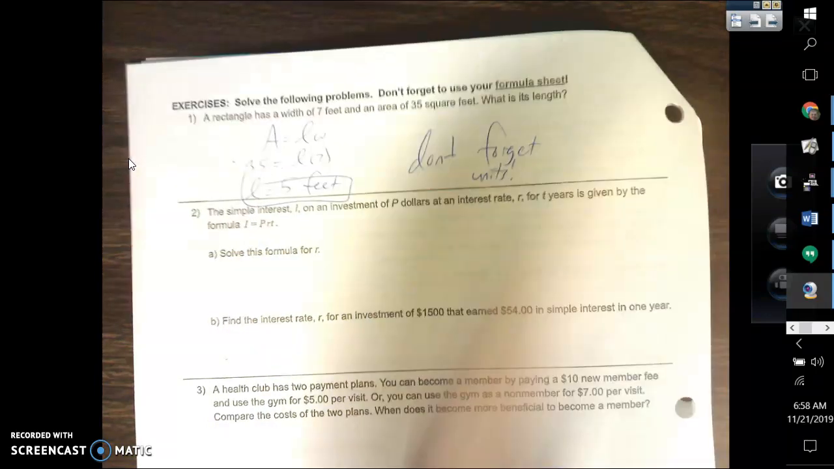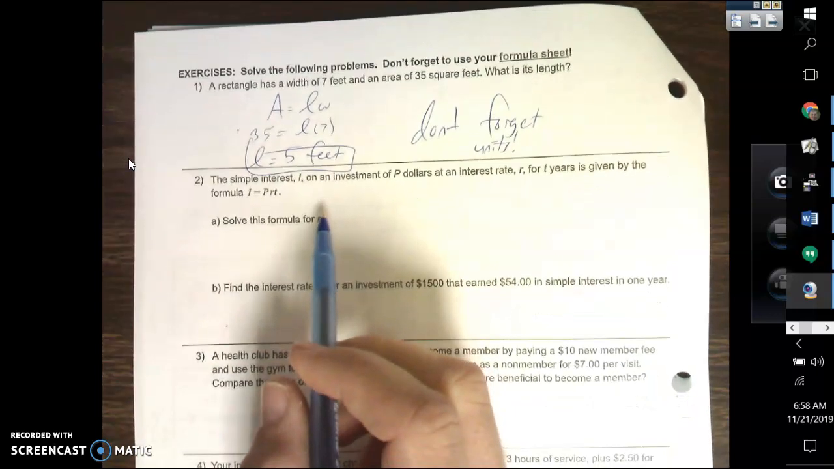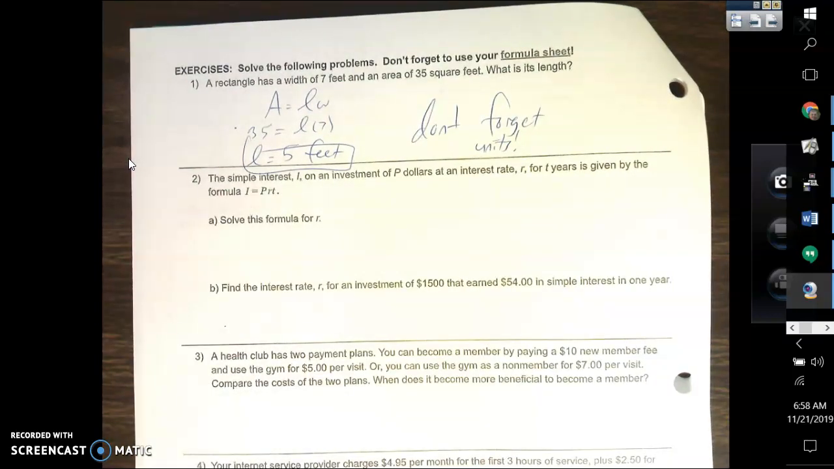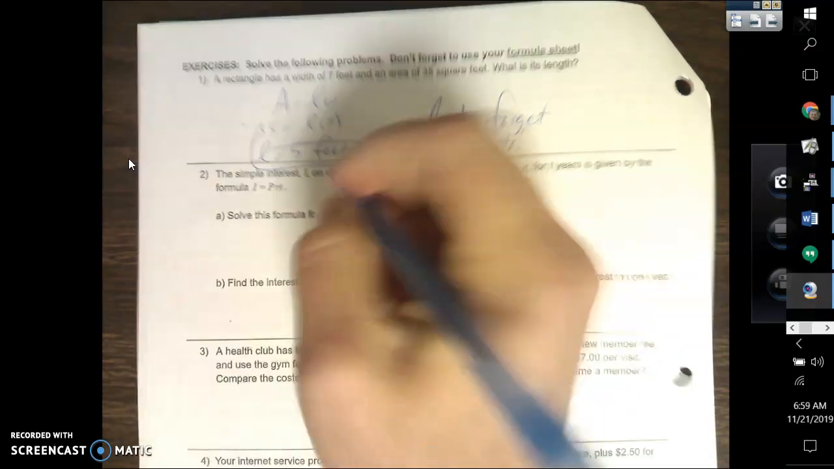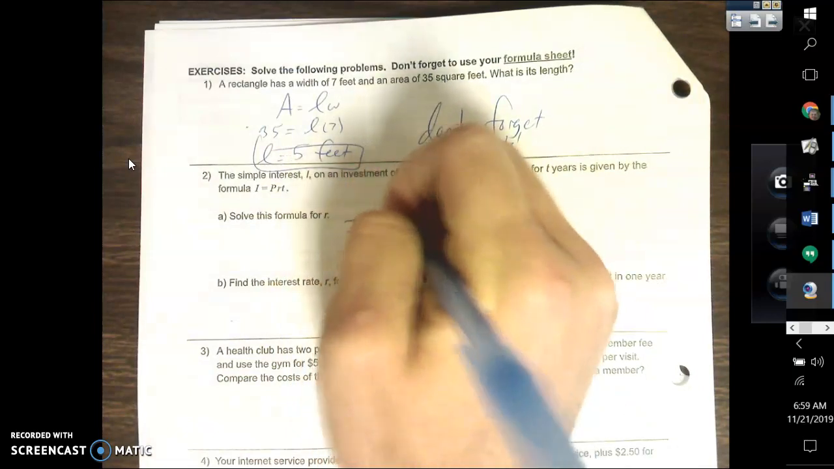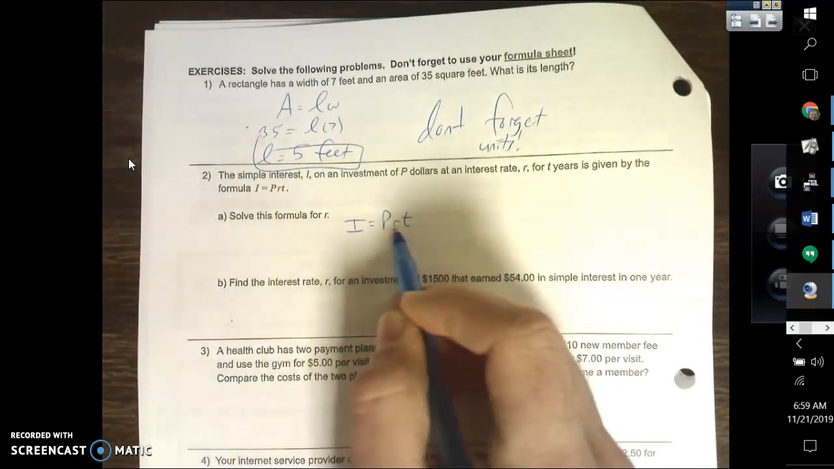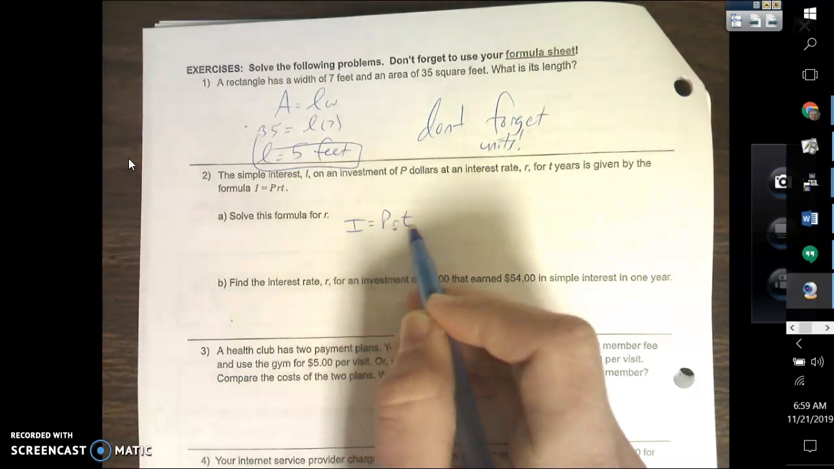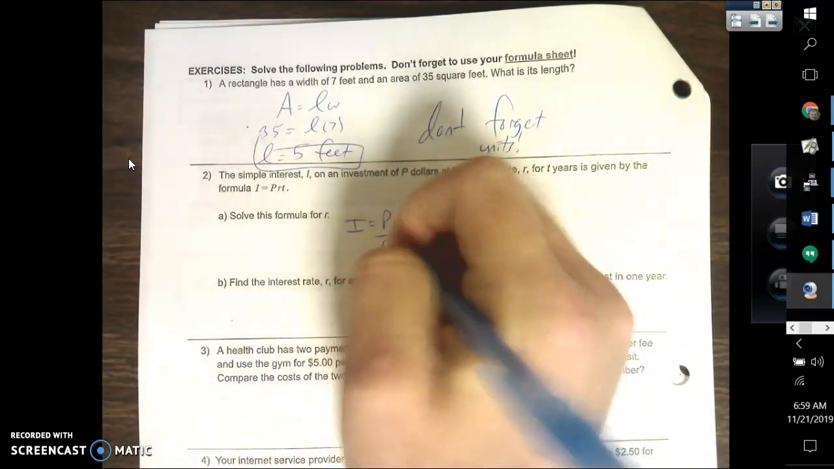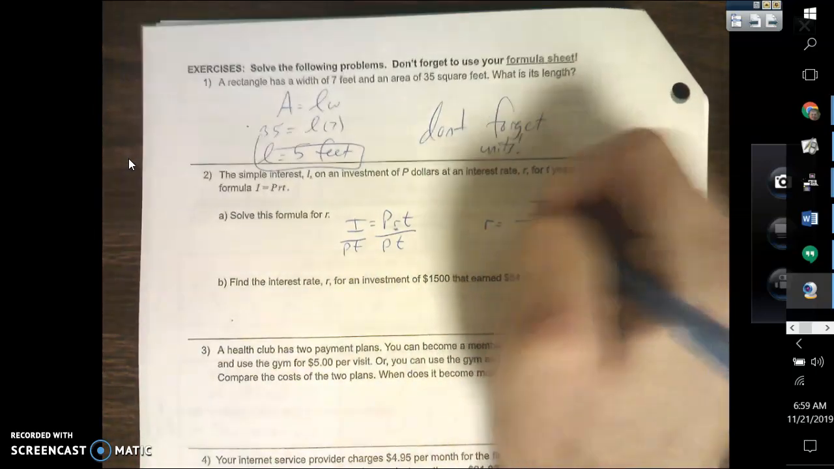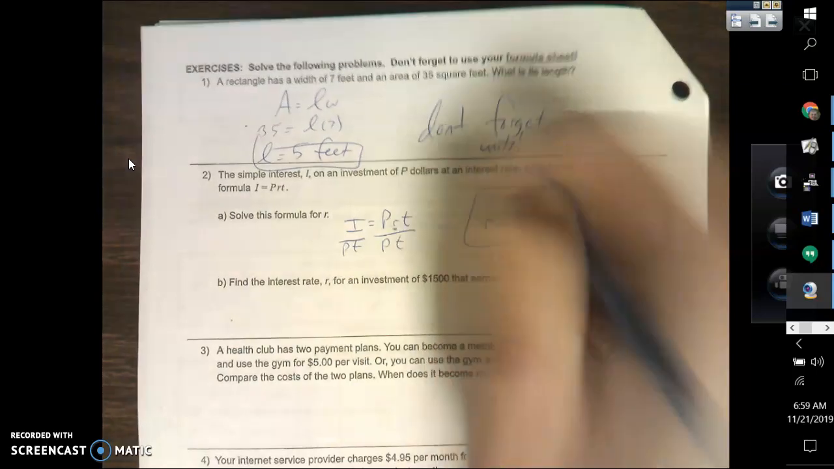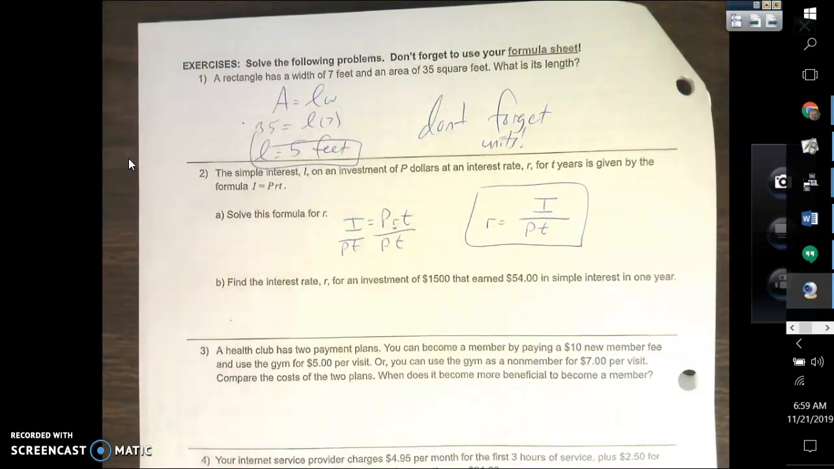Don't forget units. The simple interest I of an investment of P dollars at interest rate R for T years is given by the formula I equals PRT. Solve the formula for R. So I equals PRT. You want R by itself. Notice how it's P times R times T. Divide both sides by PT. So we get R equals capital I divided by PT. This is super scary. I get that. But every letter is its own thing. Treat it as such, and you'll be in good shape.